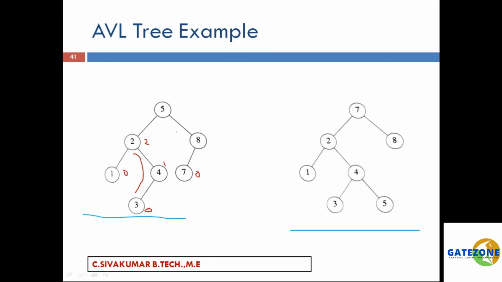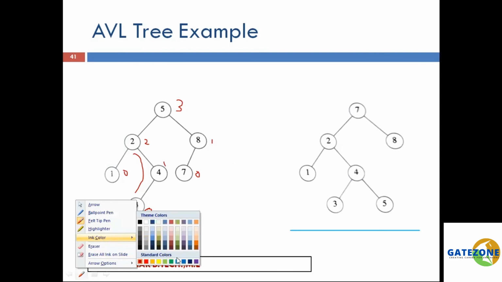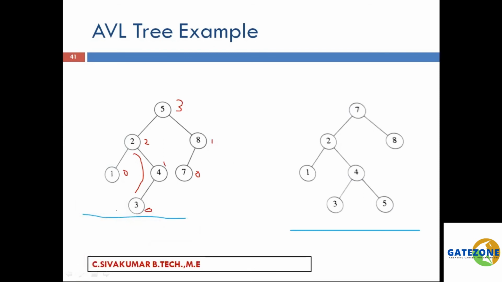So what is the height of 8? What is the height of 5? 3. Yes, 3. So now we have to calculate the balance factors. What is the balance factor of 3? 0. What about 1? 0. So what is 4?